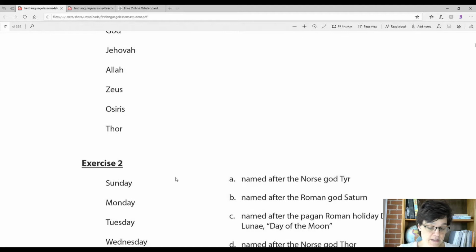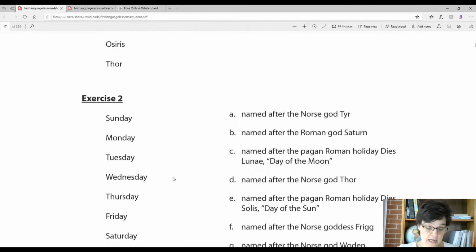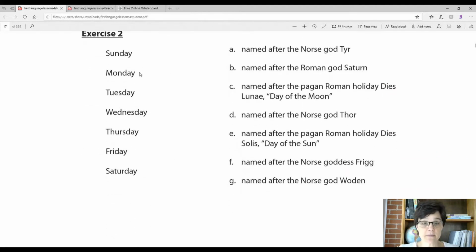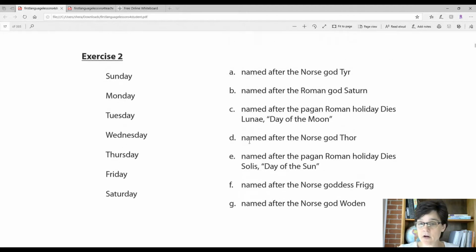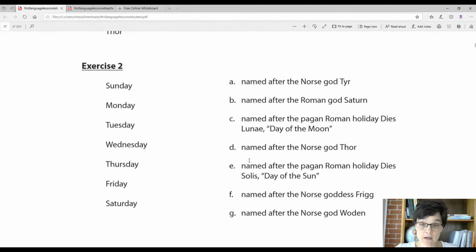All right, so the days of the week are also capitalized. We have Sunday, Monday, Tuesday, Wednesday, the days of the week. All right, so the days of the week are also named for pagan gods and goddesses. Follow along as I read aloud the right-hand column in exercise 2 of our workbook. Look at the spelling of the name of the god or goddess and see if you can figure out which day of the week was named for him or her.